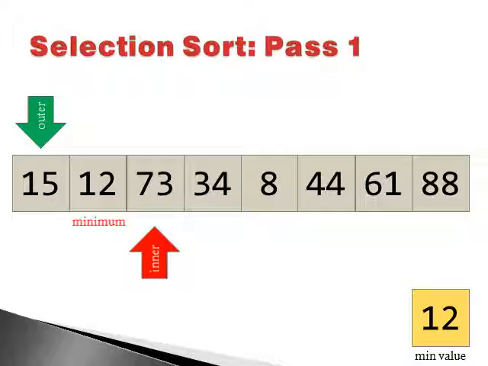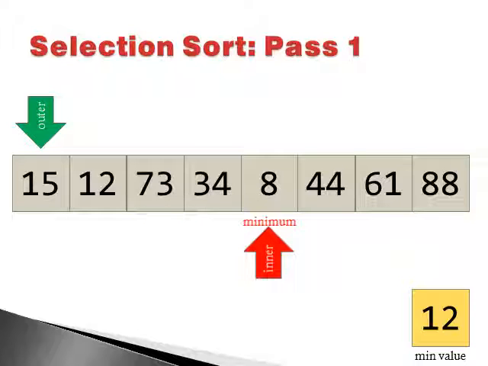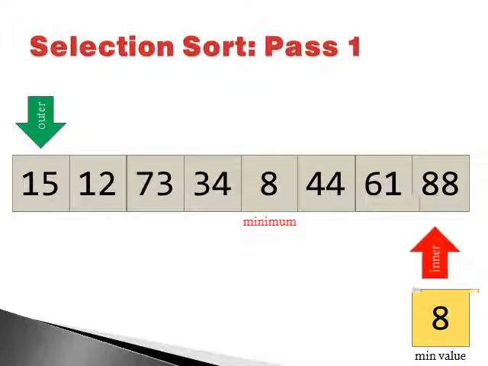I iterate the inner loop again, and I get to 73, which is not smaller than 12, so I just move on. 34 is not smaller than 12, so I just move on. 8 is smaller than 12, which means I move my minimum marker to that index where the 8 is, which is index 5, and I change my minimum value to 8. Keep going. 44 is not less than 8. 61 is not less than 8. 88 is not less than 8.